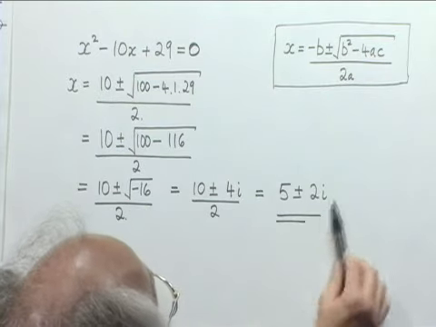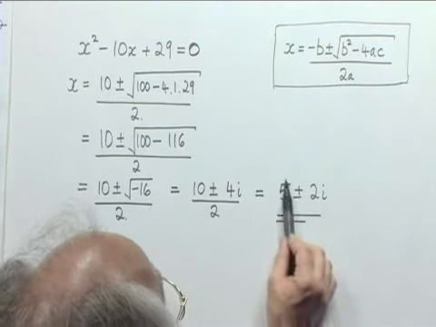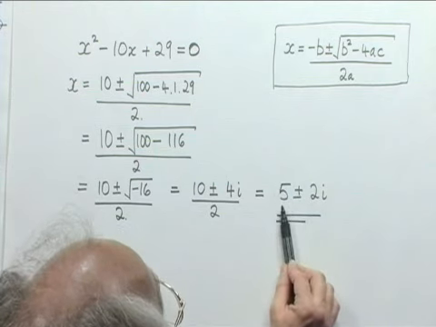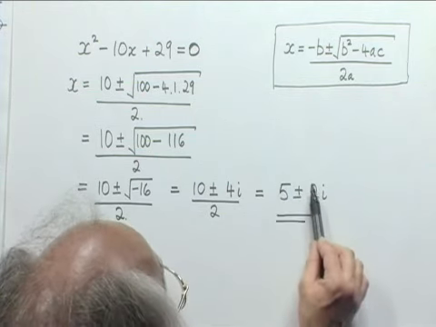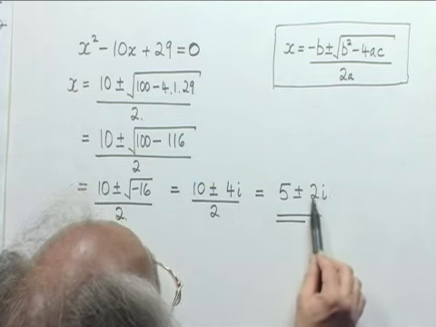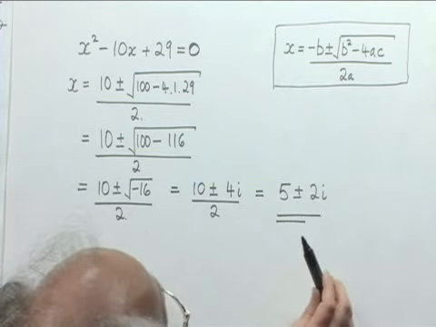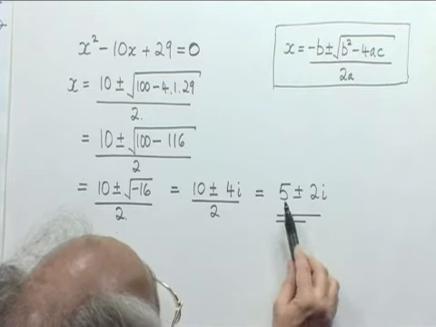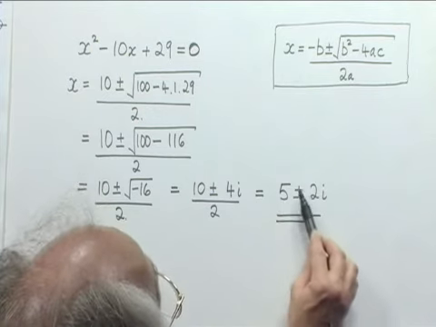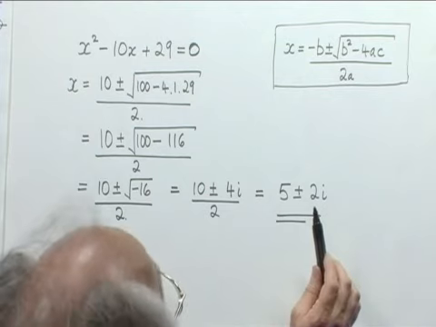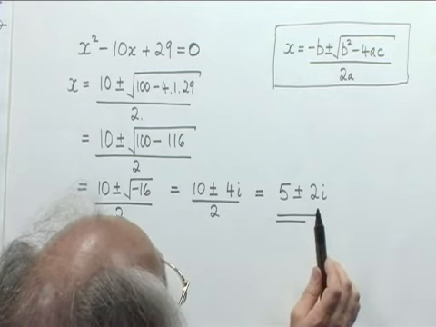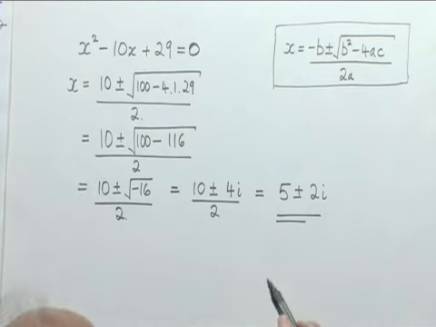Now a number like this one, which has got a real part, which in this case is 5, and an imaginary part, which is the bit that's multiplying the i, which in this case is either 2 or minus 2, a number like this is called a complex number. We say that 5 is the real part, and either 2 or minus 2 is the imaginary part of the complex number. We have a formal way of writing this down.